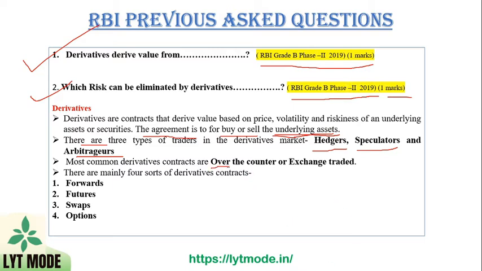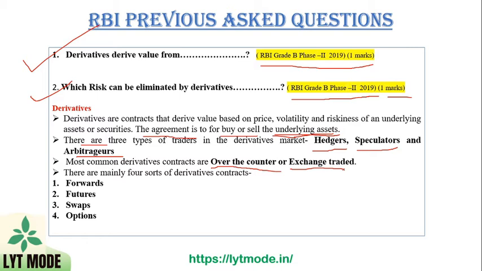Next are the most common derivative contracts: over the counter or exchange traded. Over the counter is basically a contract directly between two parties. It can be negotiated privately. It is not standardized. So in over the counter, two persons are directly connected to make that derivative contract.